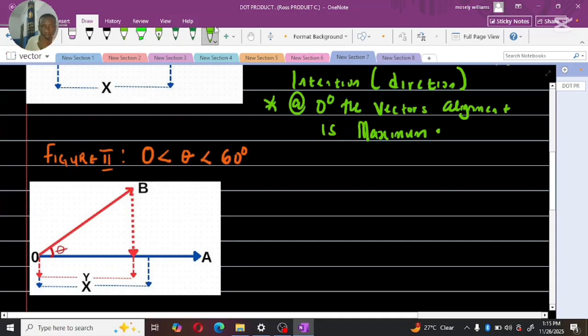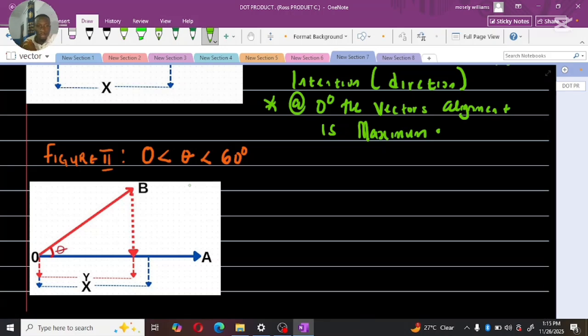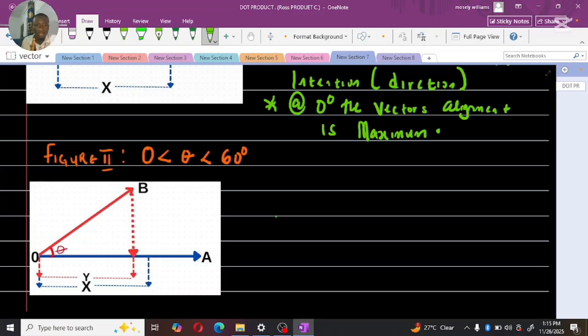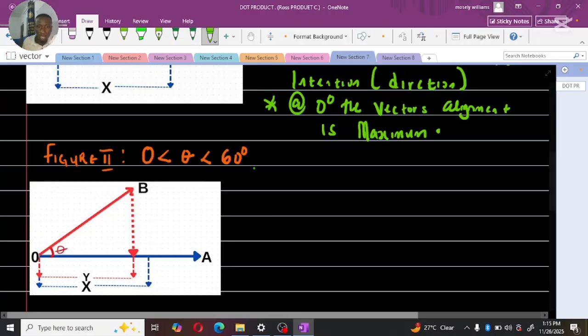Let's see another one. This is the second figure. Now, what do you see here? This is still the same figure we have above, but we keep the magnitude of A and the magnitude of B, and we tilt vector B to a certain angle. That's what we do here. And what do you observe?